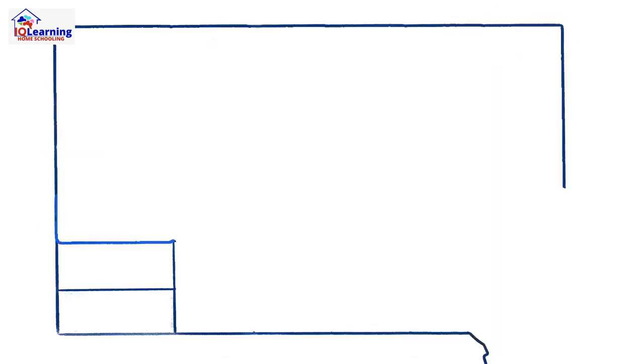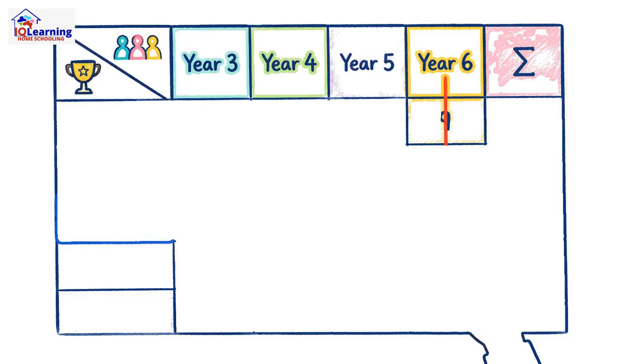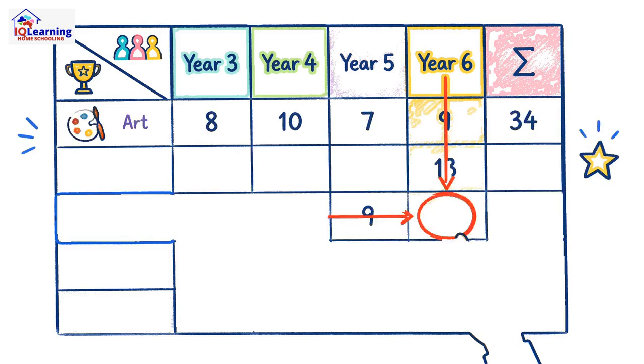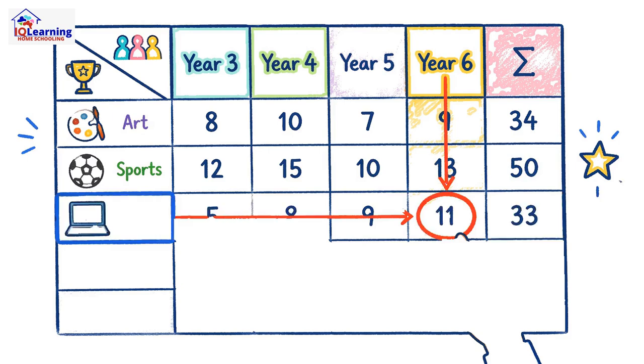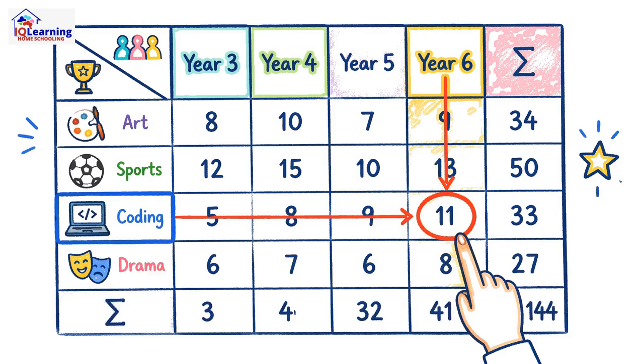A two-way table organizes two different things at once, like school clubs and year groups. To find how many Year 6 students are in the coding club, you just trace your finger. Find the coding row, find the Year 6 column, and the answer is right where they meet. It's a grid reference for facts.